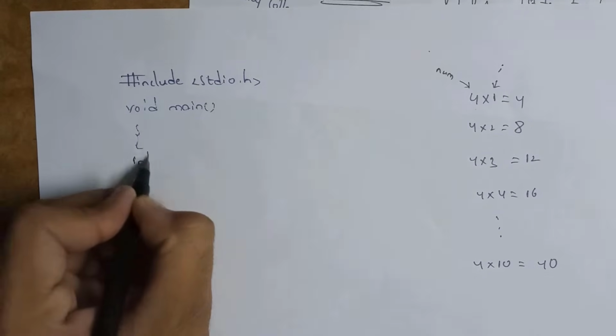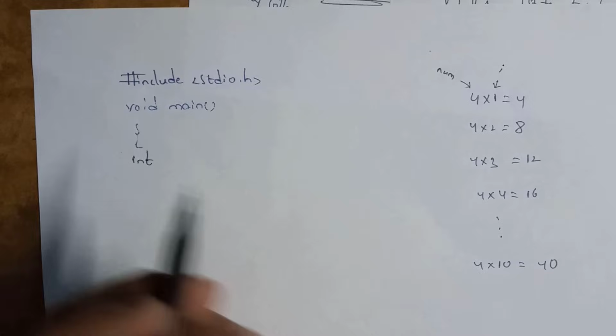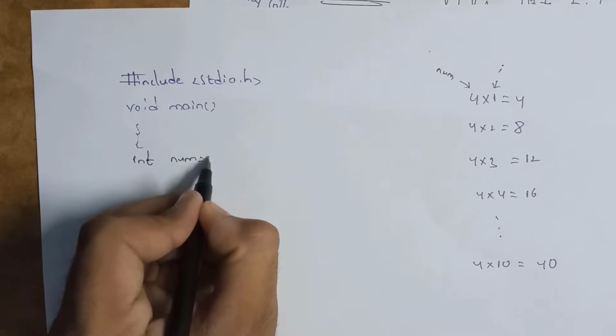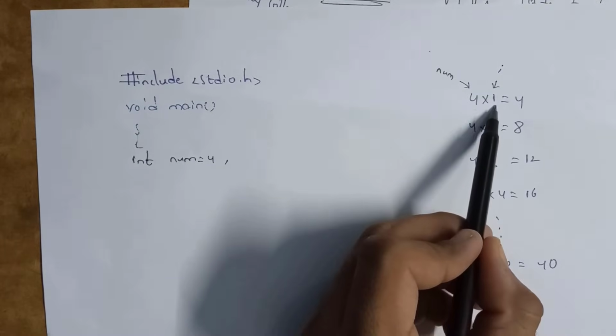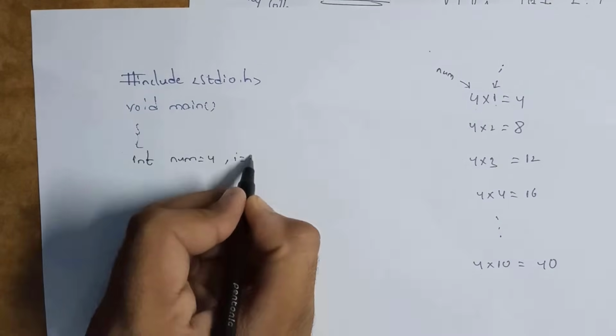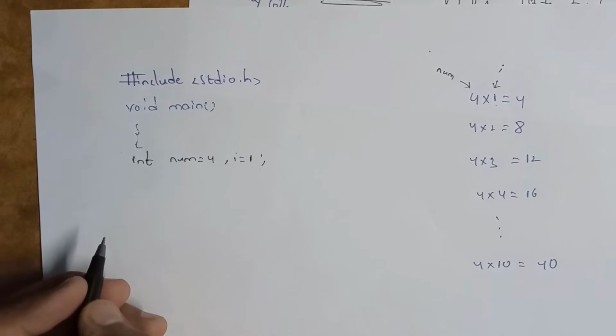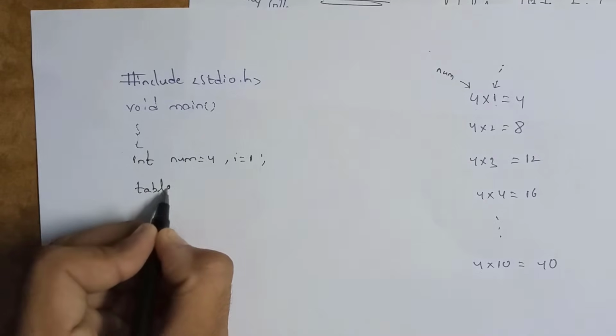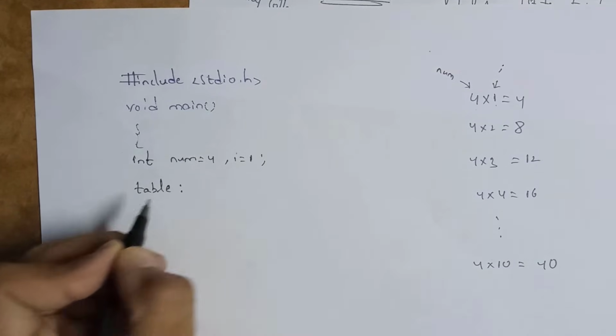So here you need to write int, because both are integers. I need to write int num = 4, comma, and i value starts from 1, so I need to take i = 1. Now we will write the goto statement. At first I am taking a label. Let the label name be table. You can also take any label name.